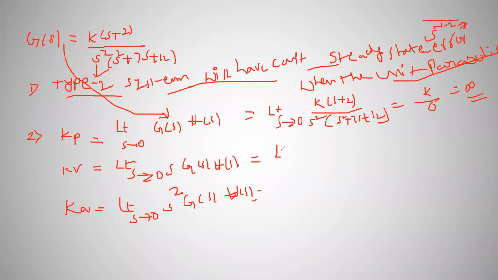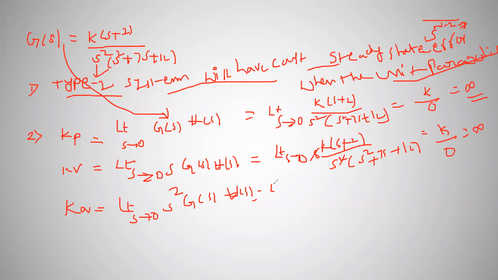And the velocity, limit S tends to 0, S into K into S plus 2 by S square into S square plus 7S plus 12. So put S equal to 0. One S will be cancelled, so K by 0 is infinity.